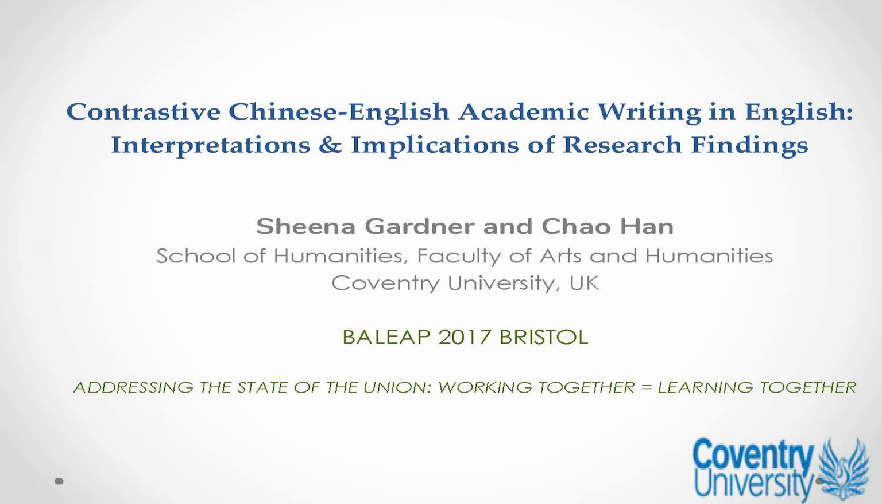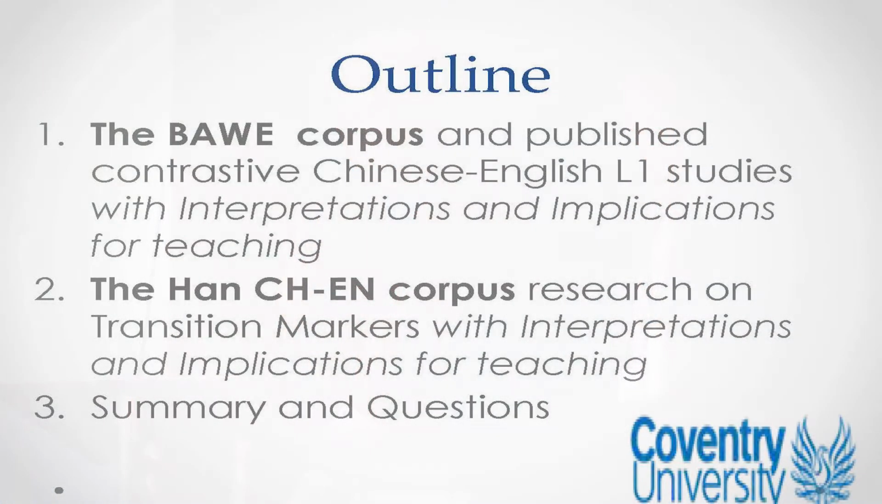We're going to talk about contrastive Chinese-English academic writing in English and how we've been working together and learning together on it. The first part of the talk I'll start. I'll introduce the Ball corpus, which I'm sure some of you have worked with, and look at some of the Chinese-English studies that have been done using it and implications for teaching and learning. And then Han will introduce the CH-EN Corpus and talk about some of the research that he's been doing, and then we'll come together at the end with questions and discussion.